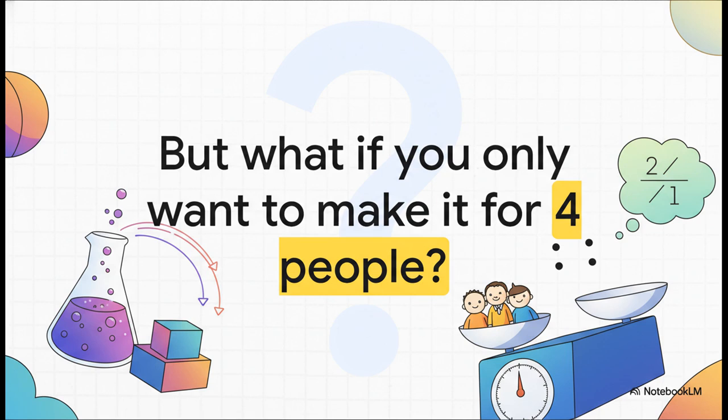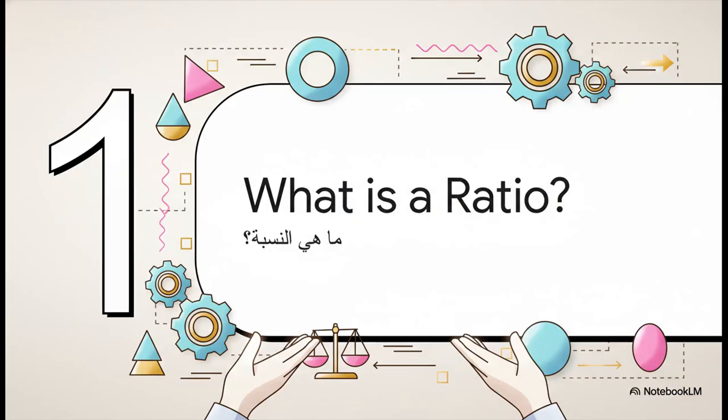So here's the big question. طب لو عايزين نعملها ل4 بس, are we going to use the exact same amounts of everything? Of course not. That would be way too much ice cream. And that, my friends, is where ratios come in to save the day. So, to solve our little ice cream problem, we need to understand the basics.